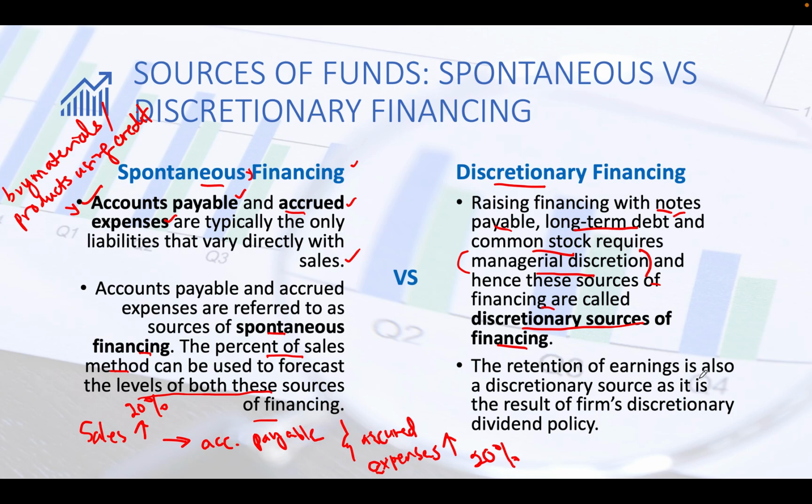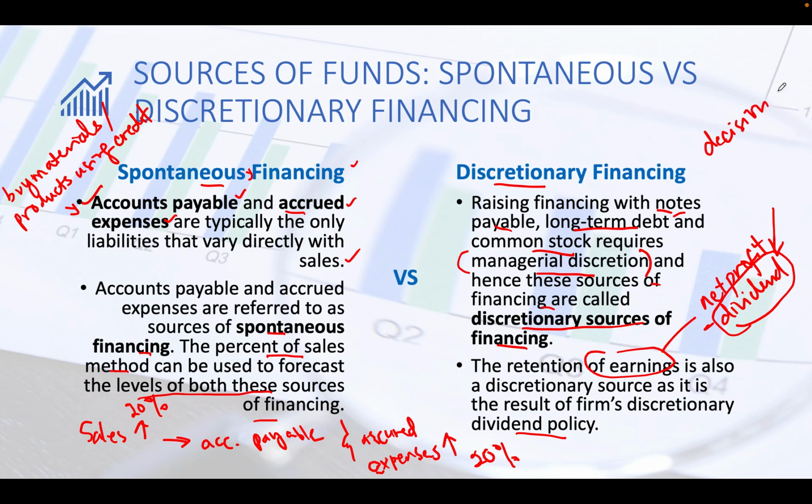The retention of earnings is also a discretionary source, as it is the result of firm discretionary dividend policy. Kenapa earning? Retained earnings ni adalah net profit, okay, net profit yang tidak digunakan lah selepas tolak dengan dividen. So dividen ni adalah keputusan shareholders. Decision of shareholders.